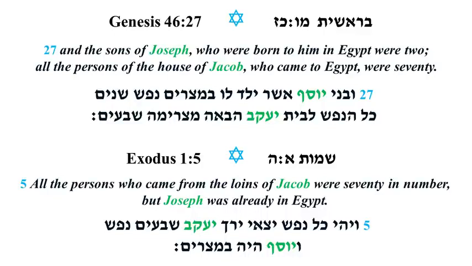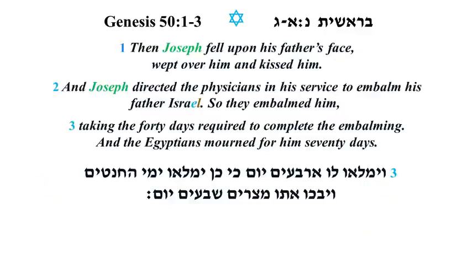When Jacob died, Genesis 50, verses 1, 2, and 3, then Joseph fell upon his father's face, wept over him, and kissed him. And Joseph directed the physicians in his service to embalm his father Israel. So they embalmed him, taking the 40 days required to complete the embalming. And the Egyptians mourned for him 70 days. So you see 70, it's going to be all through this Bible.